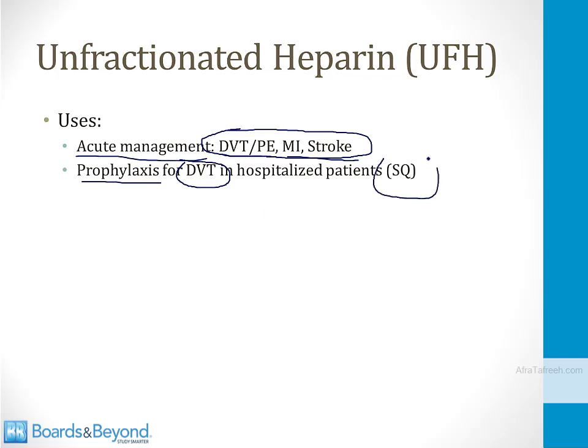It can be given subcutaneously. Patients who are bedbound in the hospital often form DVTs. That's because there's stasis of blood because they're not moving. So by administering unfractionated heparin as prophylaxis, you can lower the risk of DVT.